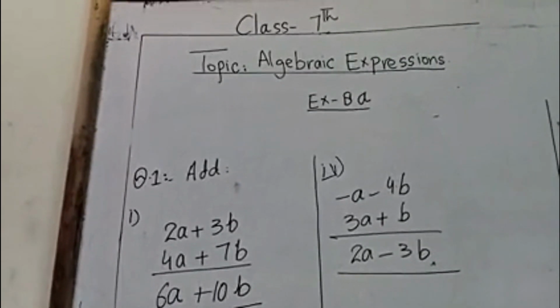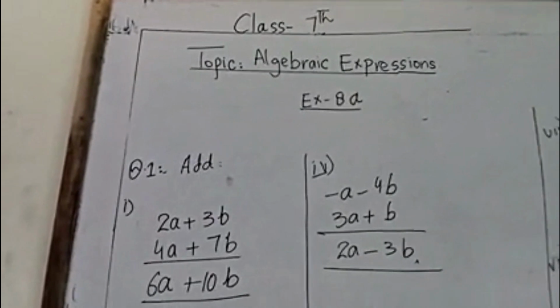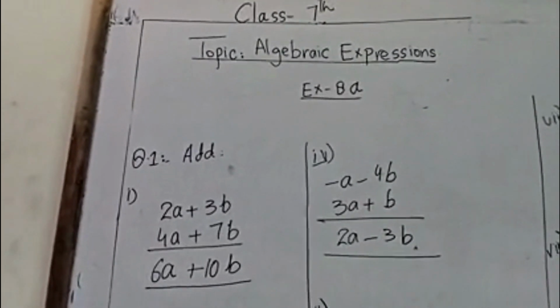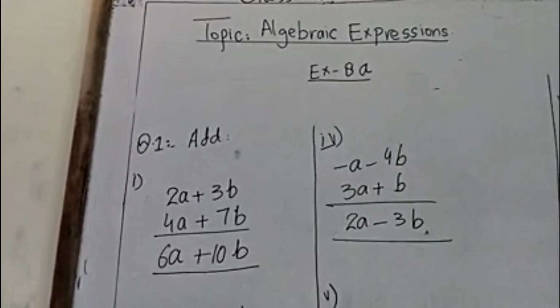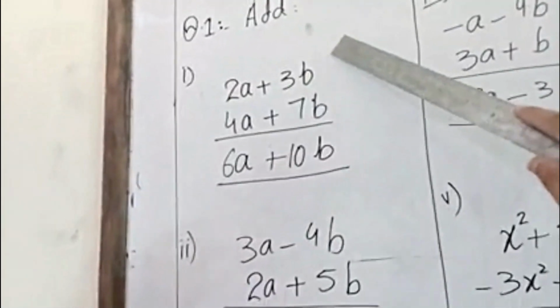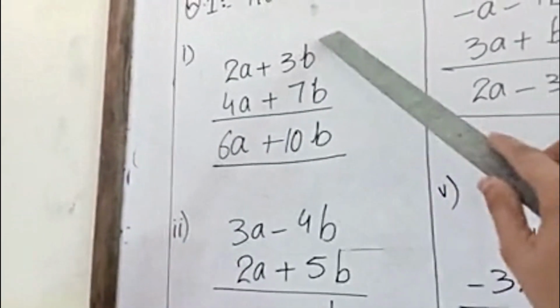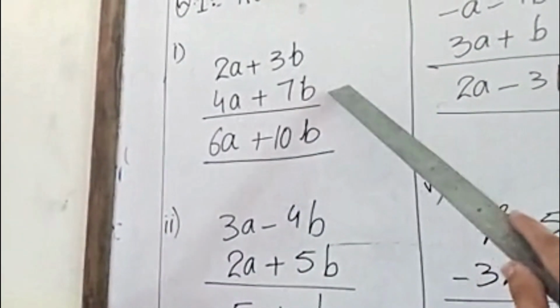Students, today we are discussing chapter number 8, exercise 8a of class 7th, that is algebraic expressions. So we start question number 1, that is add following algebraic expressions. So start part 1 of this. We are adding 2a plus 3b into 4a plus 7b.